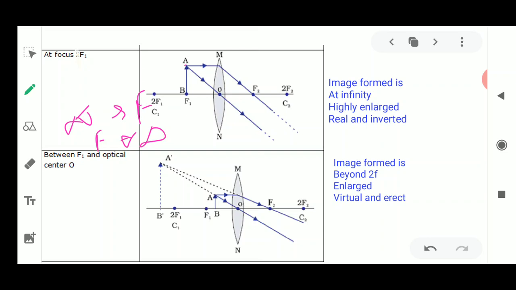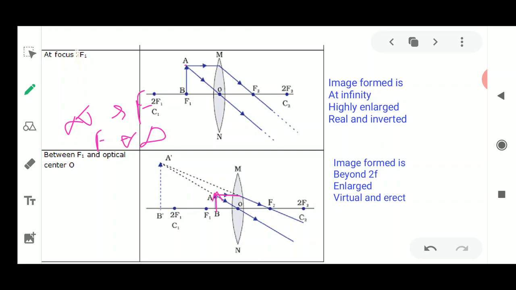Next is the last position of the object, that is between f1 and the optical center. So it is placed very close to the lens. When the object is placed very close to the lens, it is a small object placed here, then what will happen?